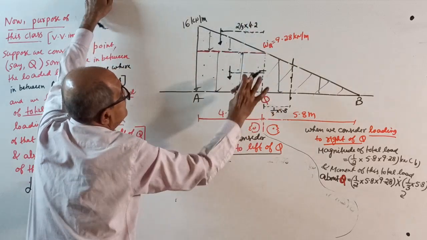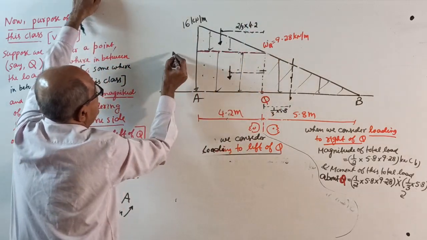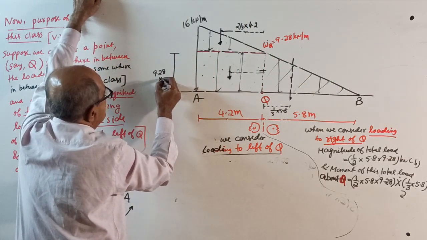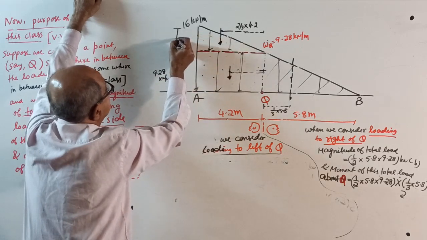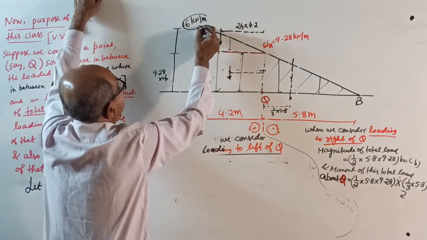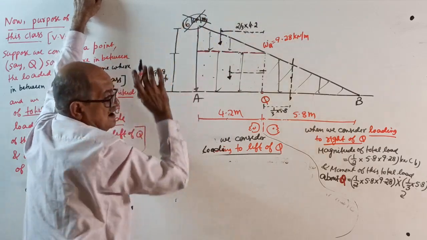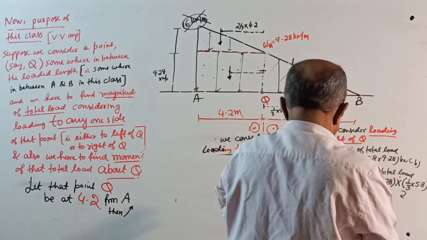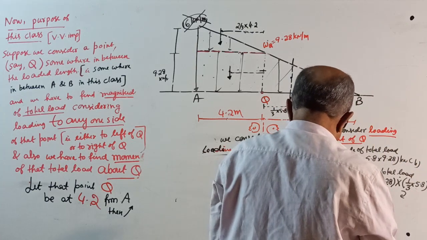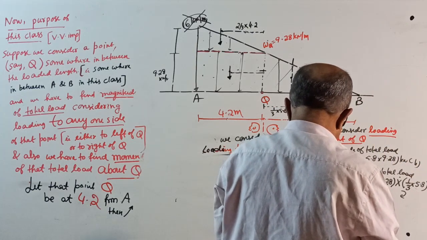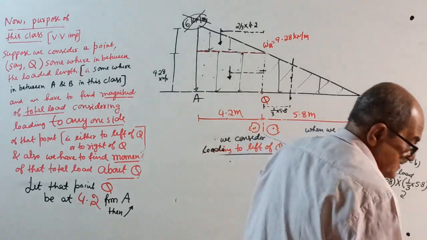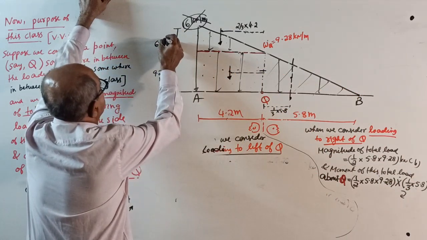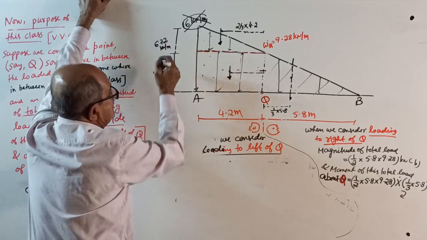Now, very important, this is 9.28. You can write here, this is 9.28 kN per meter, and this is not 16. Now, 16 gets cancelled. The remaining is 16 minus 9.28. The calculator is not on. 16 minus 9.28 is 6.72 kilonewton per meter. In pencil, you write here 6.72 kN per meter.